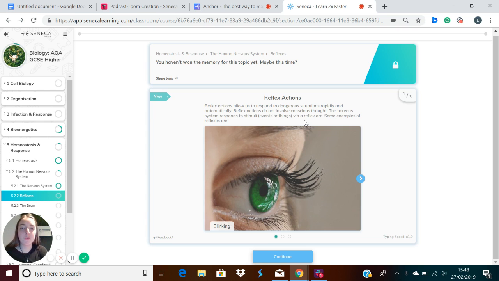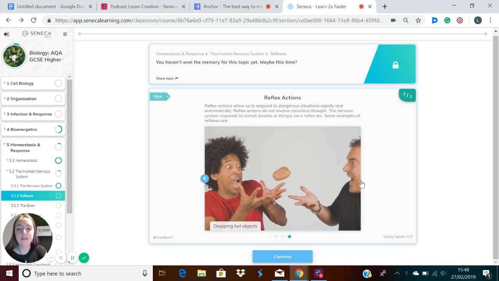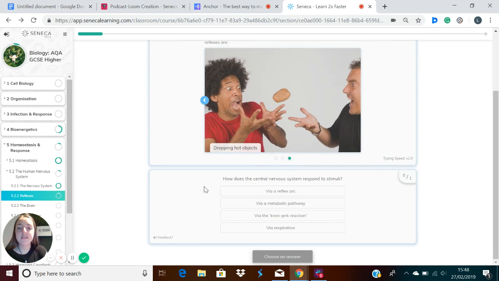The nervous system responds to stimuli, which are events or things, via a reflex arc. Some examples of reflexes are blinking, sneezing, dropping hot objects. For example, if you touch something that's really hot, you'll automatically drop it. So how does the central nervous system respond to stimuli? It will respond via a reflex arc.